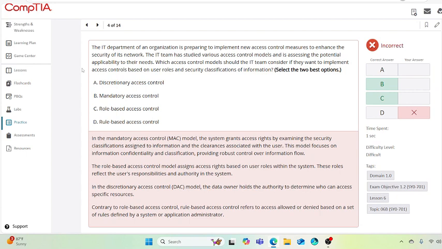In the mandatory access control (MAC) model, the system grants access rights by examining the security classifications assigned to information and the clearances associated with the user. This model focuses on information confidentiality and classification, providing robust control over information flow. The role-based access control model assigns access rights based on users' roles within the system. These roles reflect the user's responsibilities and authority in the system.